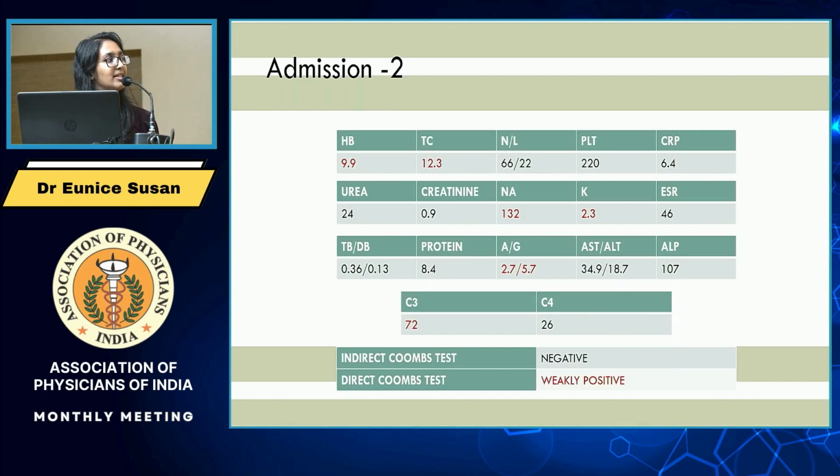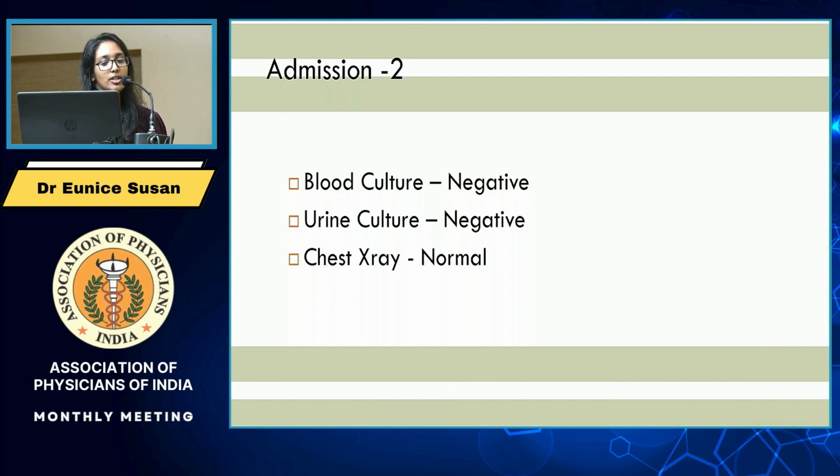So this time we sent labs again, which showed anemia with hemoglobin 9.9 with a total count of 12.3, hyponatremia, hypokalemia, hypocomplementemia with an albumin globulin reversal again, and direct Coombs test was also found to be weakly positive. Blood cultures, urine cultures and chest X-ray were normal.